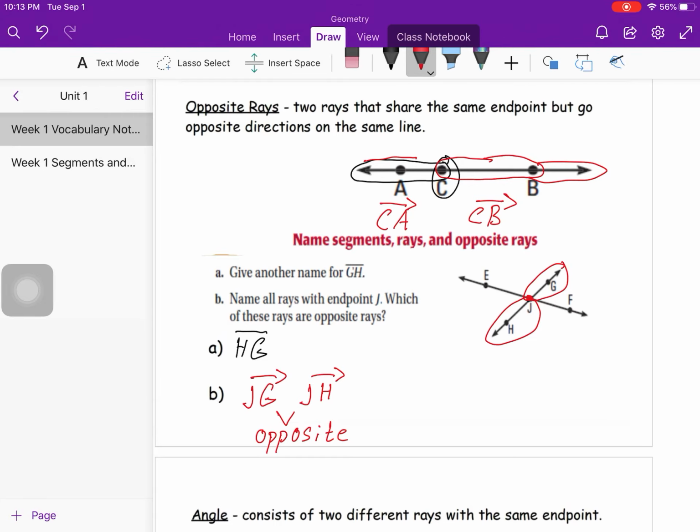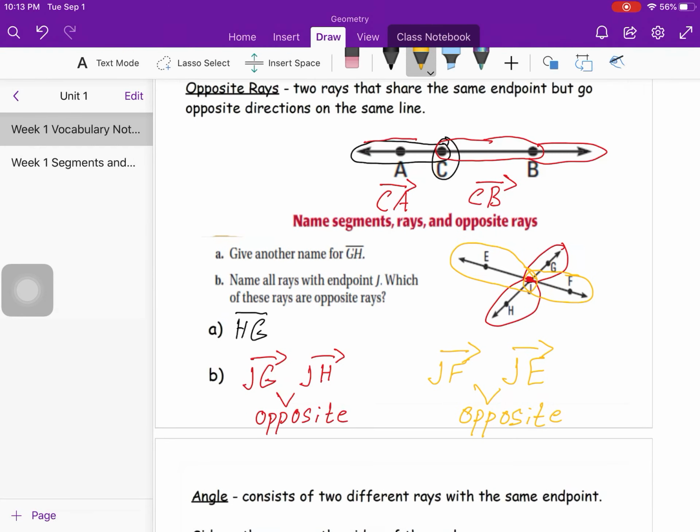Okay, and then we have, let me just change my color here. JF. Arrow's going towards F. And then the other side would be JE with the arrow going towards E. And then these are opposites because they're on the same line going in opposite directions and they share the same endpoint. So just because JF and JG have the same letter J as their endpoint, they're not going in opposite directions because they're not on the same line. So they're not opposite.